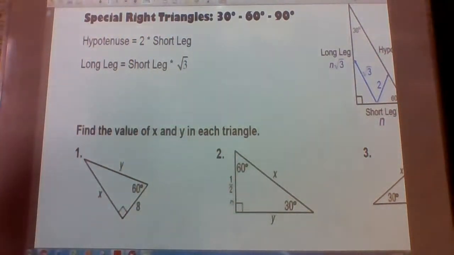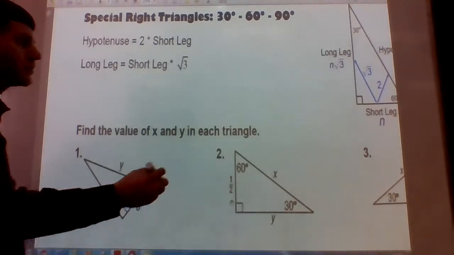Right, this is the special right triangles worksheet. So we had two different types of special right triangles. We had 30, 60, 90, and 45, 45, 90. This video is going to go over the 30, 60, 90 right triangles, and there'll be a second video on the 45, 45, 90 right triangles.